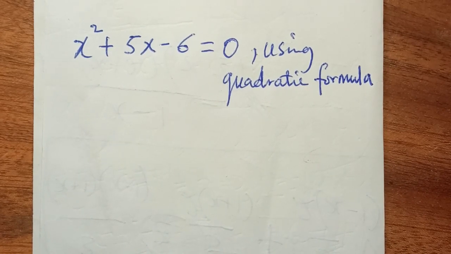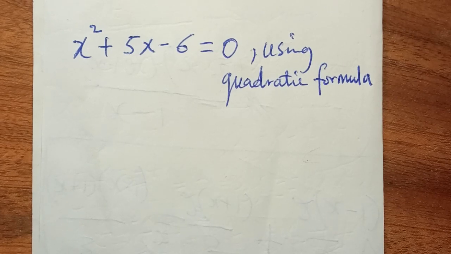First, you must recall the quadratic formula to use, which is x is equal to minus b plus or minus square root of b squared minus 4ac, divided by 2a. You must know this formula. You use the quadratic formula method.